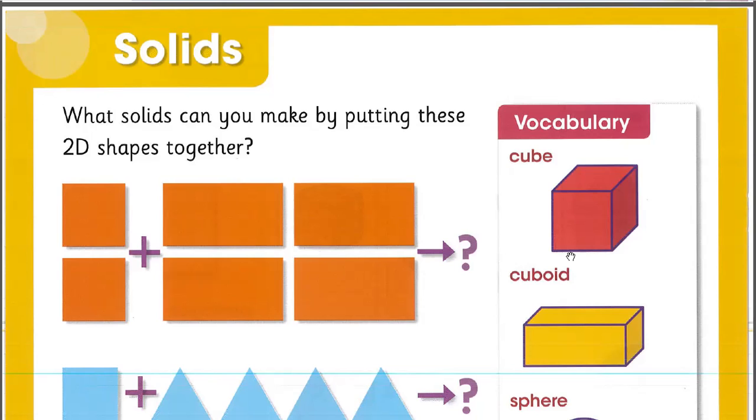Before we move on, what is the meaning of solids? Solid means anything that occupies space. It means it takes some space. Understand? Anything that takes a place, or occupies the place, is called solid.